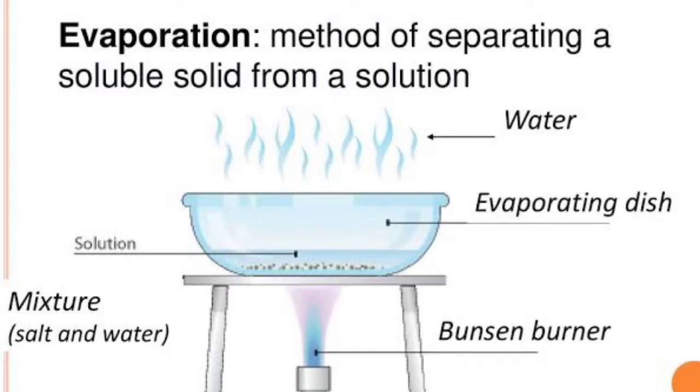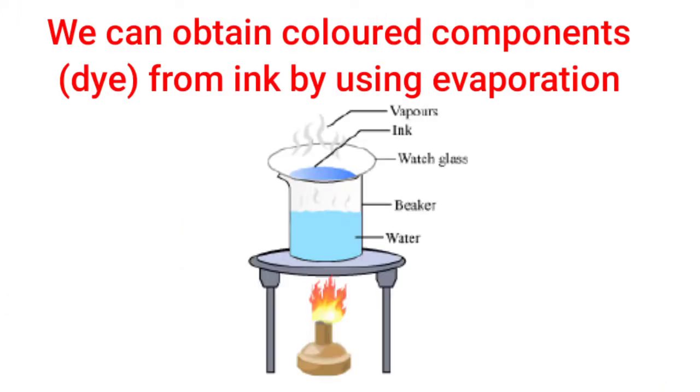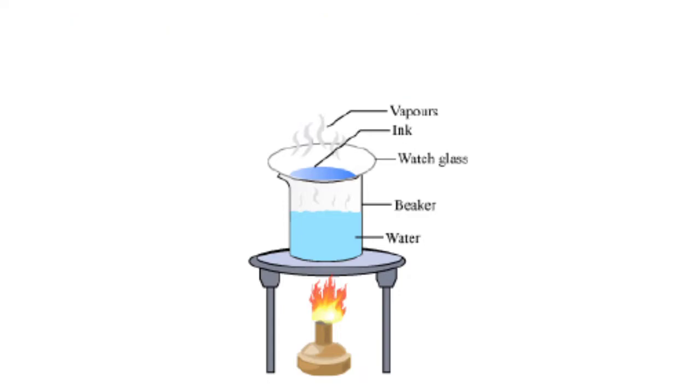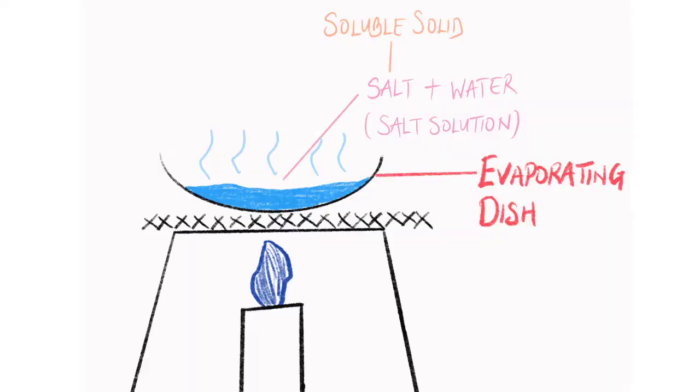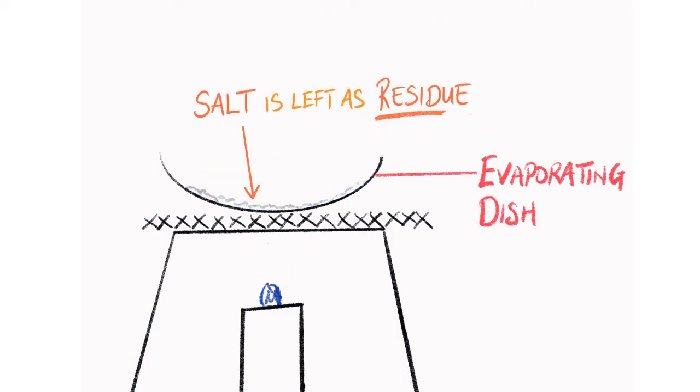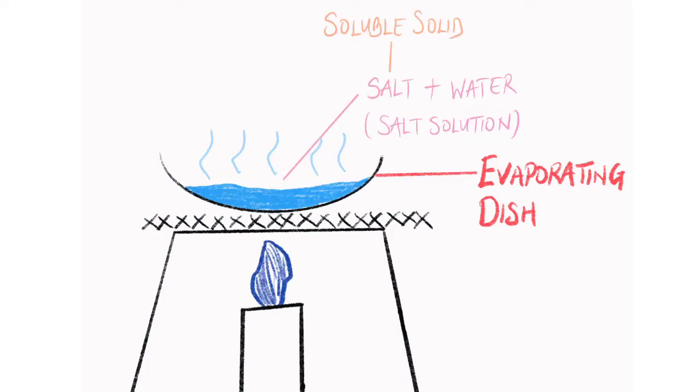Number 1, evaporation. Now what is evaporation? It is used for separating a soluble solid substance from its solution. The process can be made quicker by heating the solution. Example, we can get the dye from ink. Children, ink is a mixture of a dye in water. So, by using evaporation, we can separate the volatile component, that is the solvent, from its non-volatile solute. Also, we can get back salt from water by using this method.